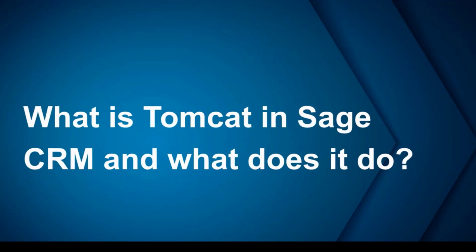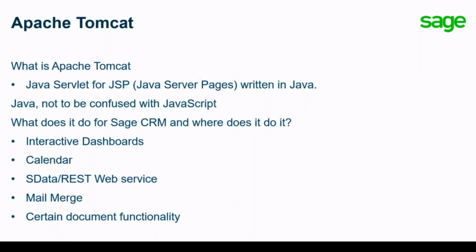What is Tomcat in Sage CRM and what does it do? Well, Tomcat is a Java servlet or JSP written in Java. Okay, so what does it do? Think about Tomcat as an IIS for Java pages. Okay, so what is Tomcat effectively? Tomcat is a service that runs on our server with a port number, and it can accept requests to that port number and send results back through that port number.